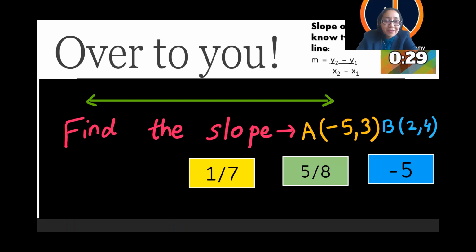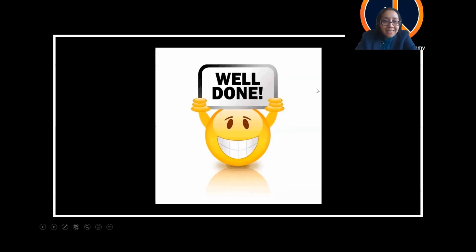Let me see how many of you can answer. Please write down your answer in the chat. Yes, the correct answer is 1 upon 7. Okay, so the correct answer for this particular question is 1 upon 7. So you have to use the same formula as given here, that is m is equal to y2 minus y1 by x2 minus x1. Well done, students.